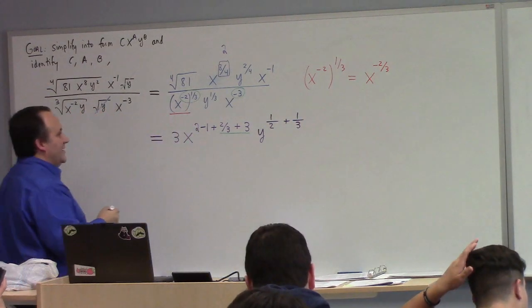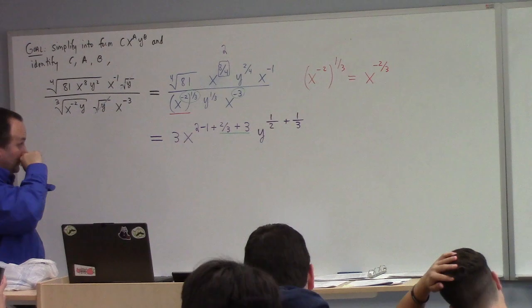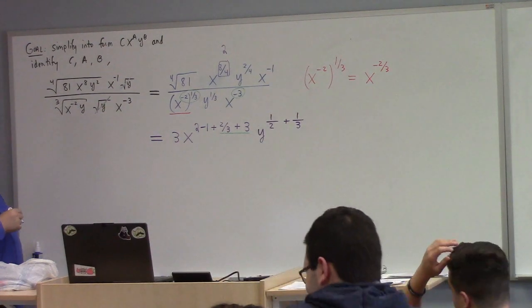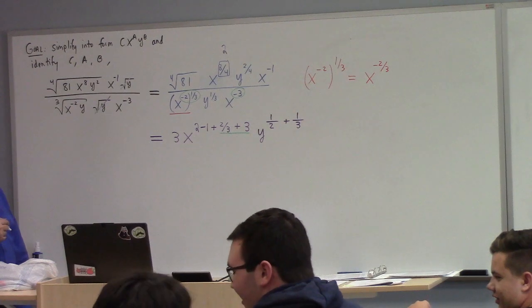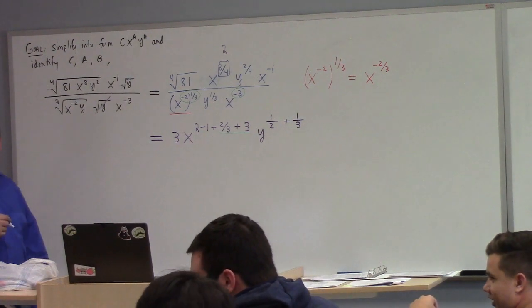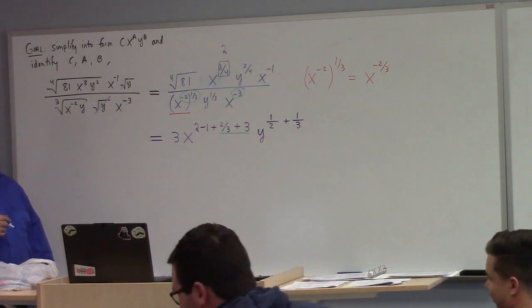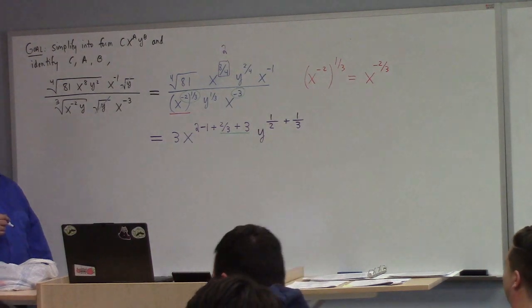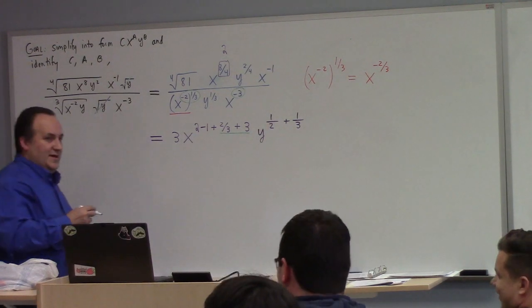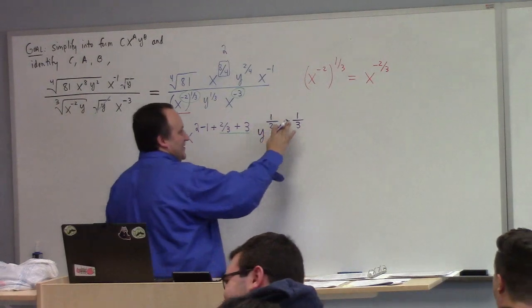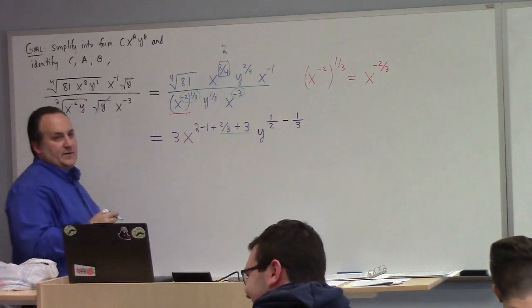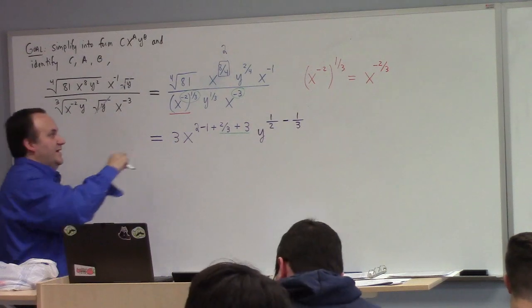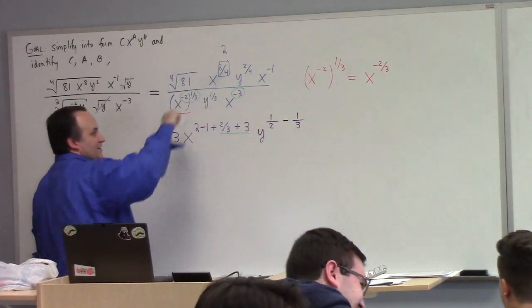And Michael, am I right or wrong about that plus 1/3? What do you think? Plus 1/3. Oh, what was that? You're wrong. Minus 1/3. Michael says I'm wrong. Minus 1/3. I am agreeing. Why is it minus 1/3? Because we have this division by y to the 1/3.